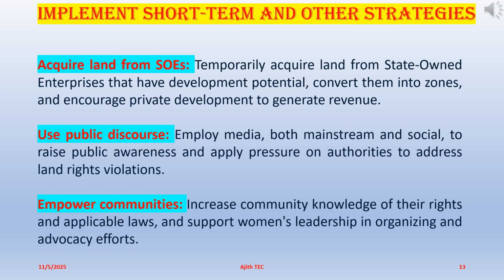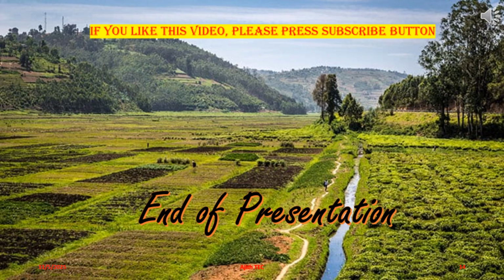Implement short-term and other strategies. Acquire land from SOEs: temporarily acquire land from state-owned enterprises that have development potential, convert them into zones, and encourage private development to generate revenue. Use public discourse: employ media, both mainstream and social, to raise public awareness and apply pressure on authorities to address land rights violations. Empower communities: increase community knowledge of their rights and applicable laws, and support women's leadership in organizing and advocacy efforts. This is the end of the presentation.